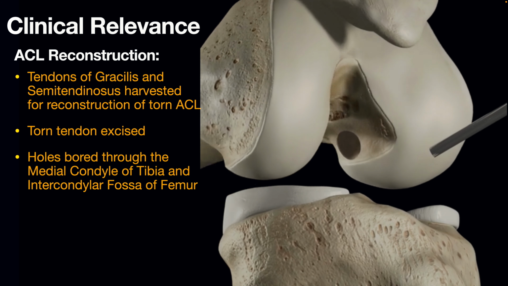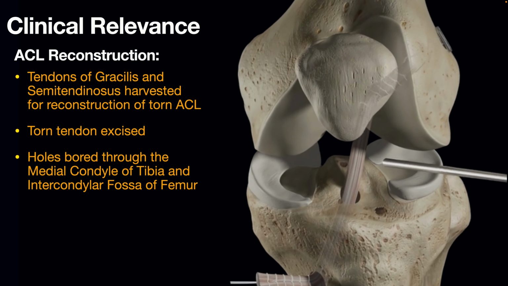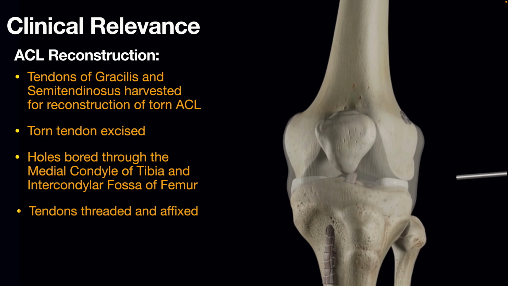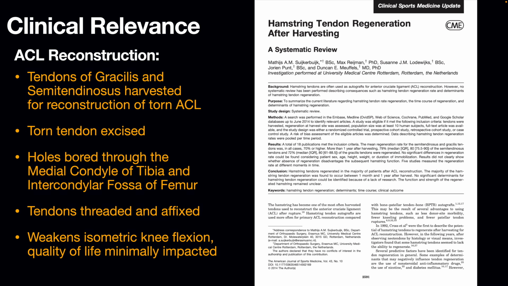Holes are drilled through the tibia and femur to which the graft will be passed. The graft is positioned and secured using screws and staples. And while studies have shown that removal of these tendons weakens the isometric contraction and flexion of the knee, this does not severely impact a patient's quality of life, and in over 70% of patients, the tendons grow back within 1 year.